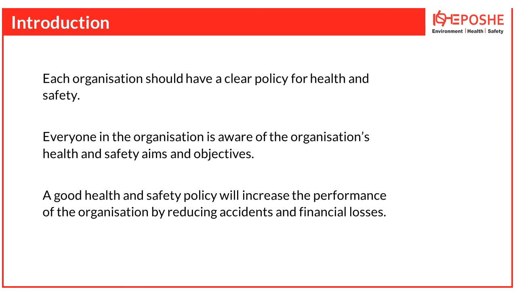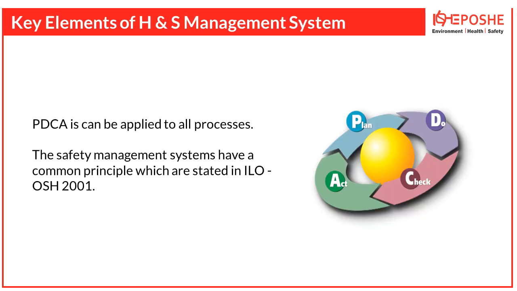Introduction. Every organization must have a clear policy for health and safety. Everyone in the organization must be aware of the organization's health and safety aims and objectives. A good health and safety policy will improve the organization's performance by reducing accidents and financial losses. Plan, do, check, act is a four-step process used to improve the quality of the organization.